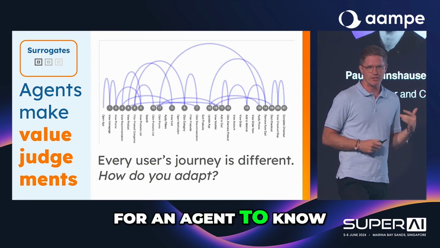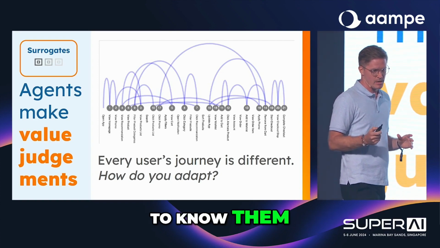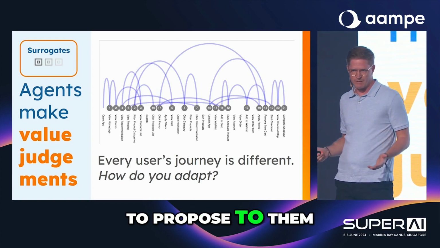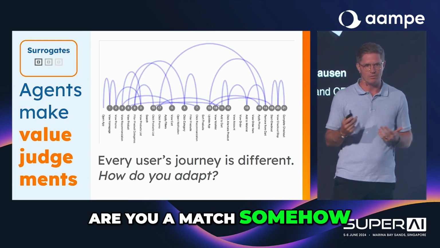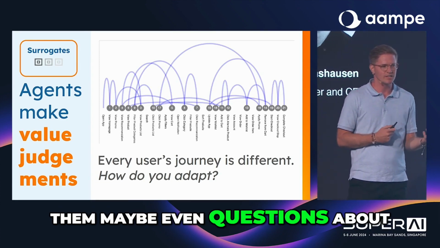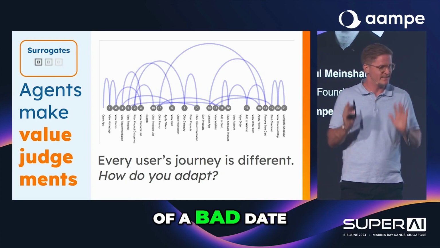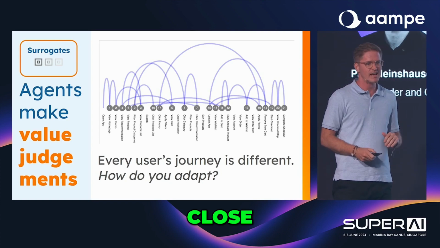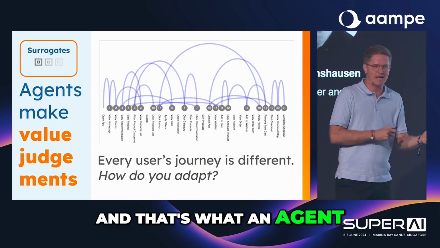Now, for an agent to know, as humans, we kind of know, like if you're dating someone, if you're getting to know them, you know that you're not going to propose to them on the first date. Instead, what you're trying to find is, are you a match somehow? So you're not asking them maybe even questions about, do you want to have children? Too much, right? Like that's a sure sign of a bad date. Quick, get out of there, close, get the check, right? But you know that there's early signals. And that's what an agent has to be able to do.